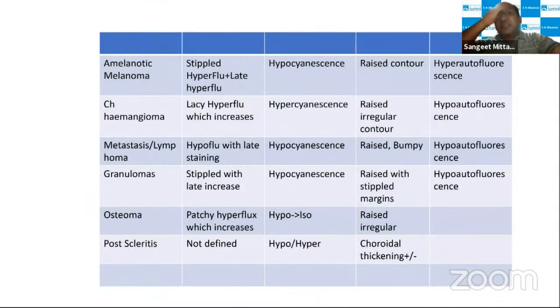So this is a brief chart which shows what the various features of FFA, ICG, OCT, and autofluorescence are in these types of lesions. And the lesions that fit according to the FFA, the ICG and the OCT were amelanotic melanoma, or granuloma, which showed stippled late increase in FFA and hypocyanosis all throughout. But, and definitely posterior scleritis, which does not have any defined FFA or ICG features.